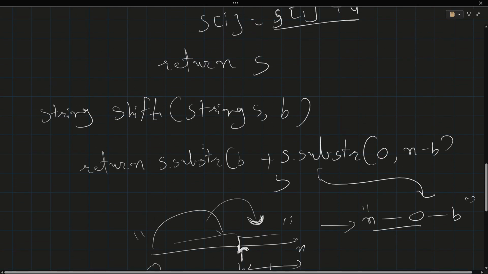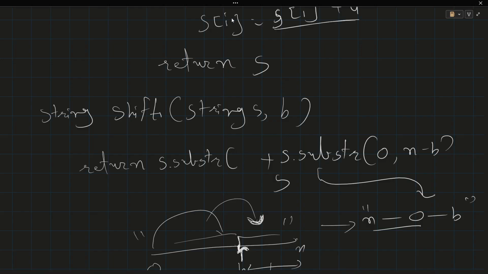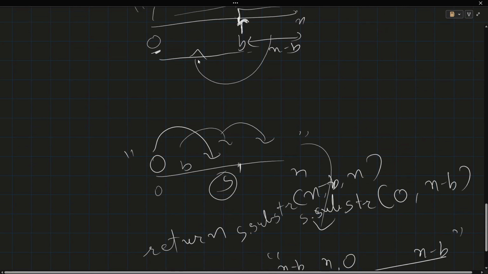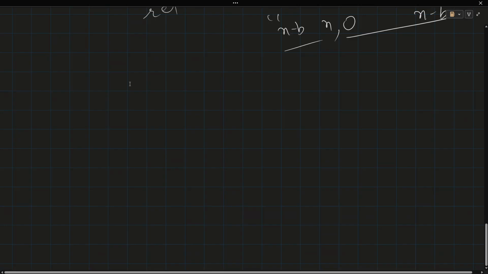Okay, so this function would be what? s.substr(n - b, n) plus this. So we have directly rotated these strings. Okay, if you did not understand this part, let's just rewatch the video.